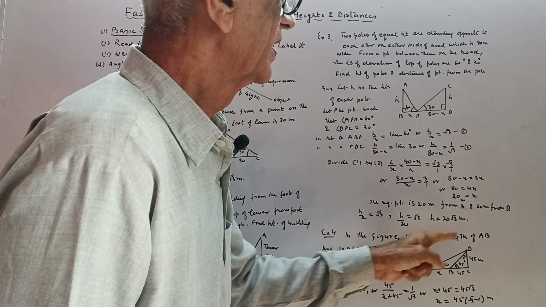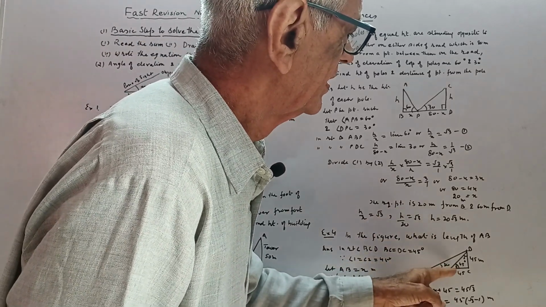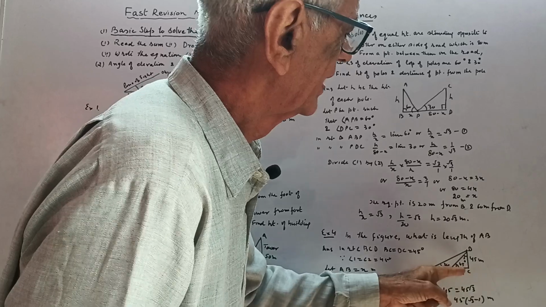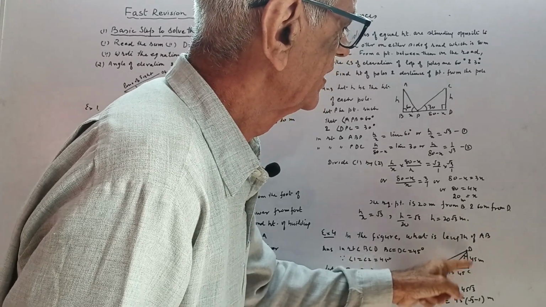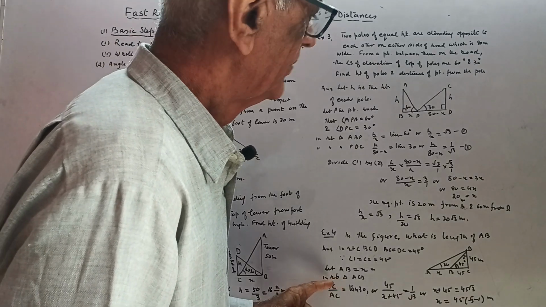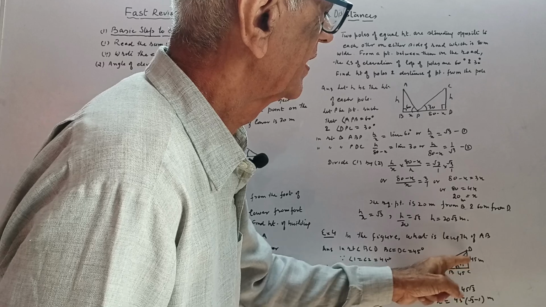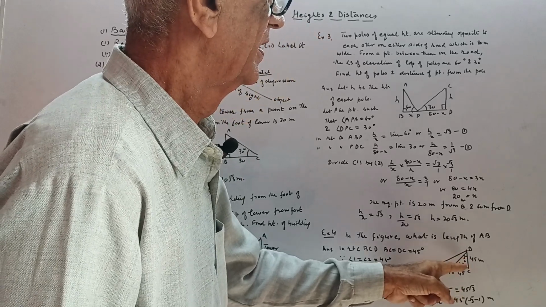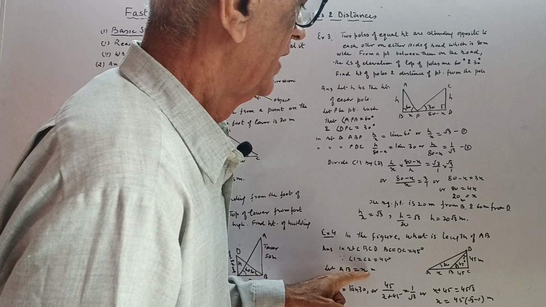In the figure, what is the length of AB? Now in right angle triangle DBC, angle 2 is 45 given, angle 1 is also 45, therefore BC is equal to DC. Because in a triangle if two angles are equal, the sides opposite to those angles are equal. Let AB be equal to x meter.